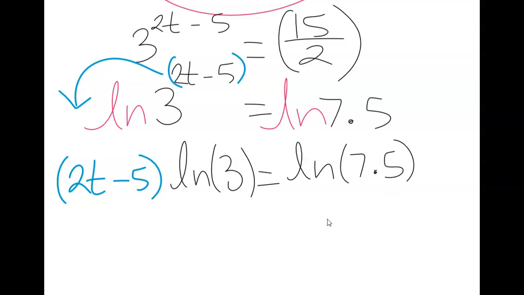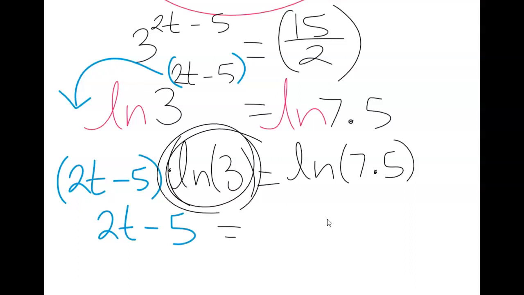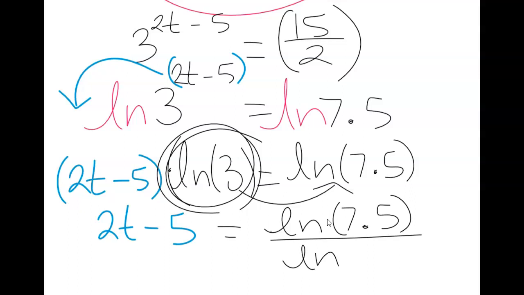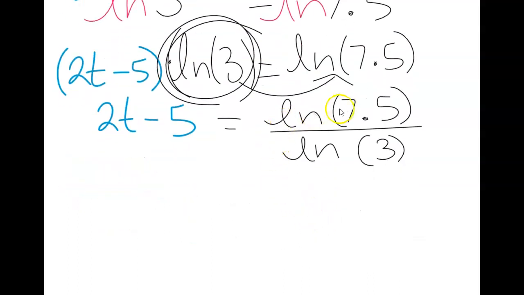Okay, so now because natural log 3 is multiplying everything inside the parentheses, the 2t minus 5, we will leave the 2t minus 5 here on the left, and we're going to take this quantity across, so it's going to be dividing on the right side. And so that will be natural log of 3. Now here, please do not even think about canceling natural log. You cannot do that. Just don't do it.